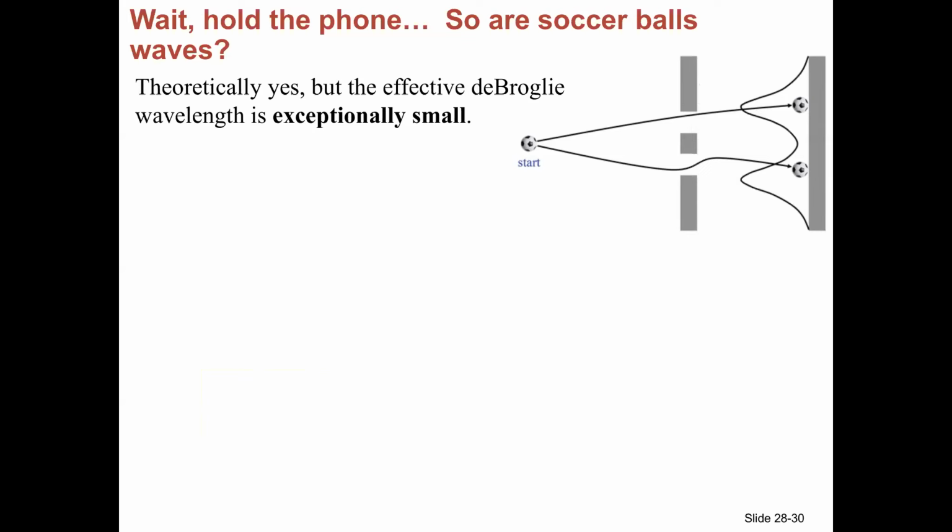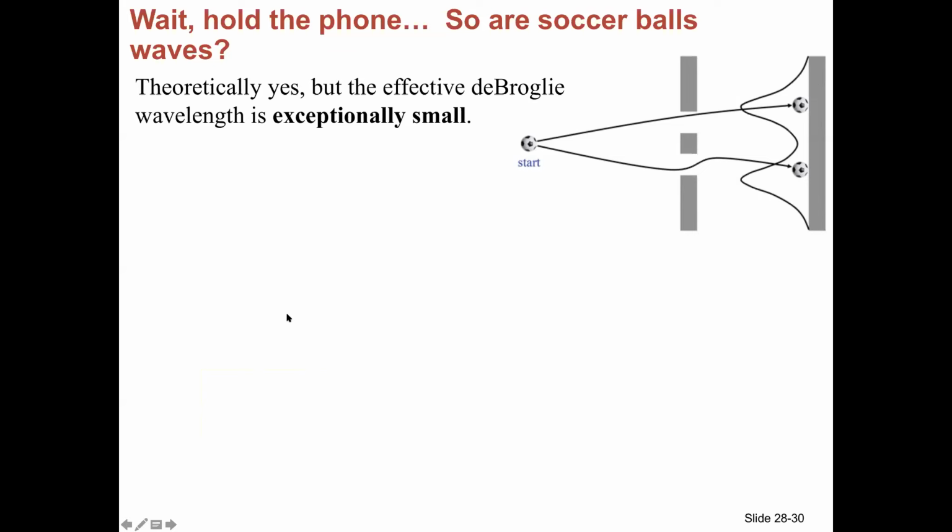Why do we see this effect at the subatomic level, but not at the level of soccer balls or real life? Theoretically, this is the case, but these effective wavelengths that de Broglie postulated are exceptionally small. And that's the reason we don't see this effect in daily life.